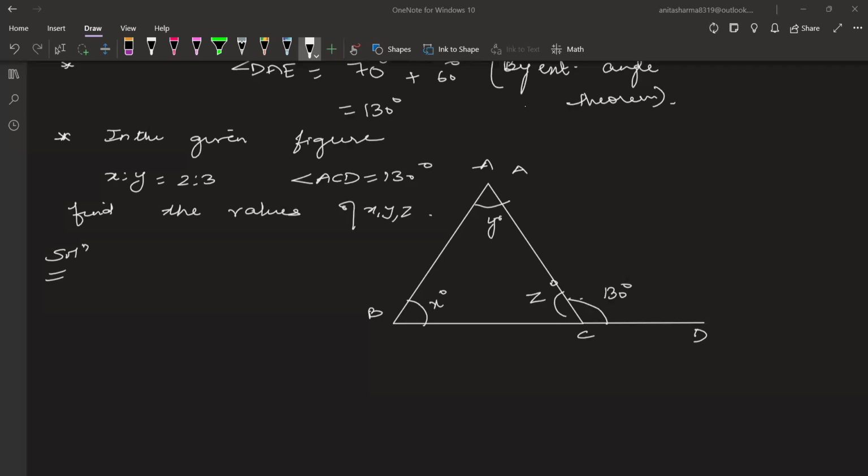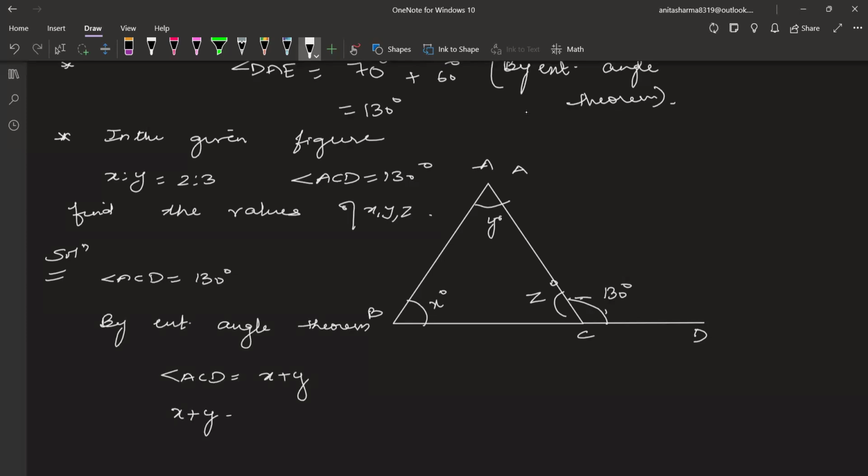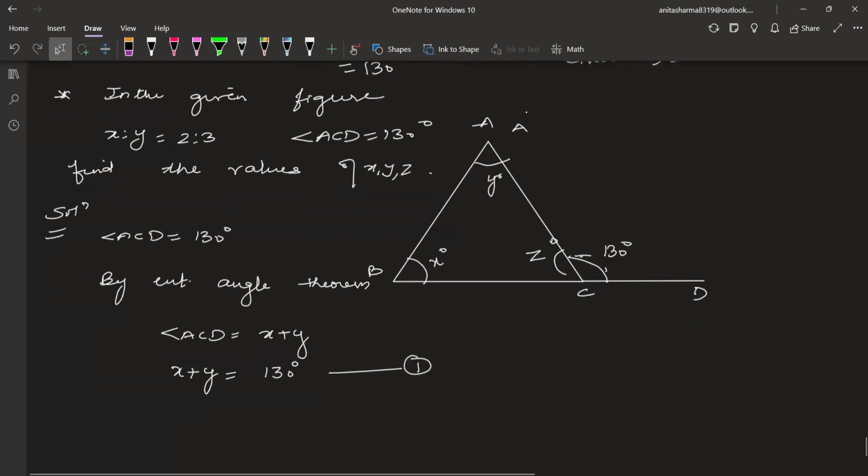Okay, let's see, beta. See, children, now this 130 degree angle ACD is your exterior angle. So, by the exterior angle theorem, your angle ACD will be equal to x plus y, or not? So it means the value of x plus y will be equal to 130, right, beta? Yes, ma'am.